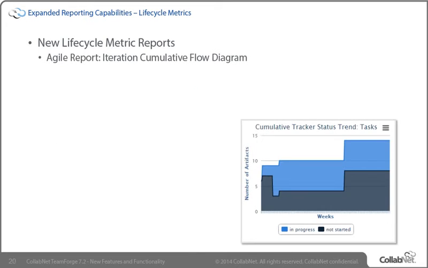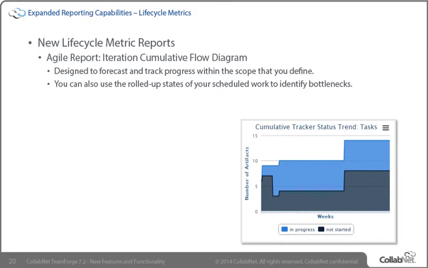The new Agile Report Iteration Cumulative Flow Diagram is designed to forecast and track progress within the scope that you define. You can also use the rolled-up states of your scheduled work to identify bottlenecks.